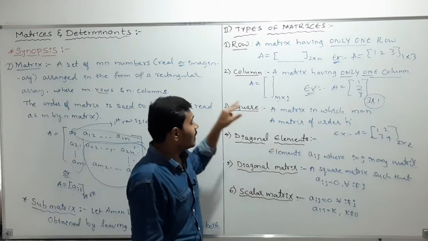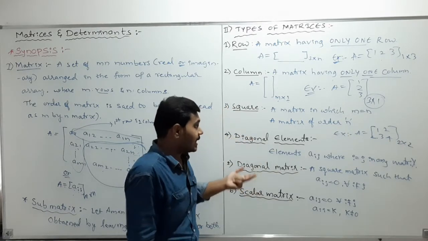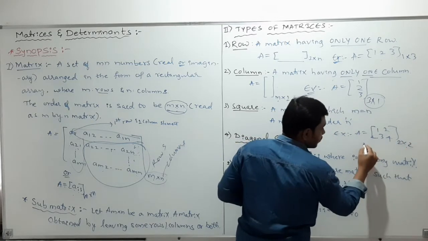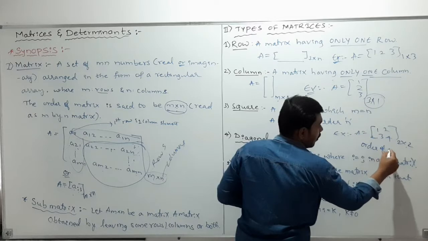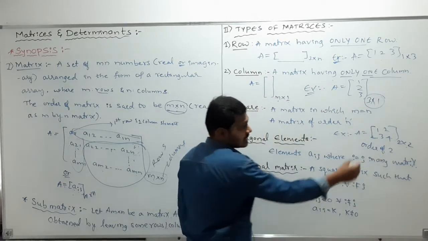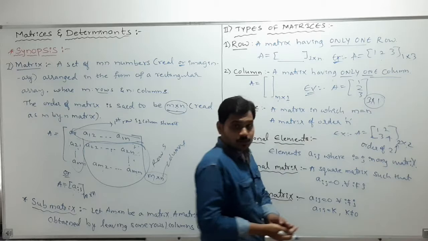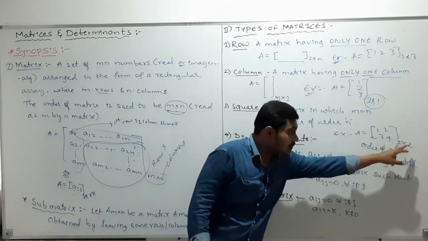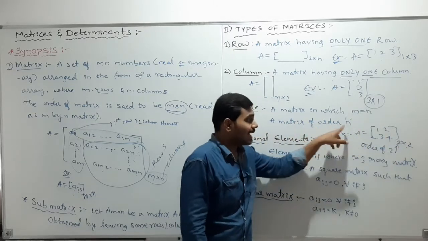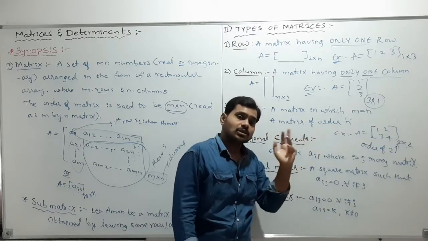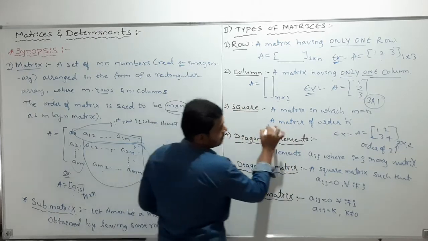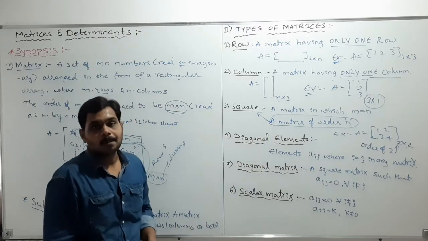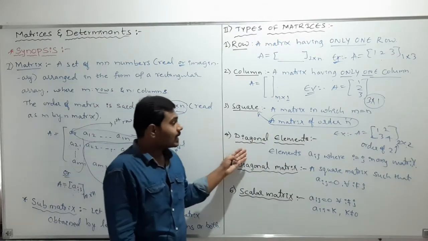And please remember, for any square matrix, the order is here 2 cross 2. Instead of saying 2 cross 2, we will just say that this is a square matrix of order 2. For the square matrix, m is always equal to n. So instead of saying m cross n, we will just say it is of order n, or you can say order m, because m is equal to n. So in general, for the square matrix, we say a matrix of order n, my dear students. Understood?